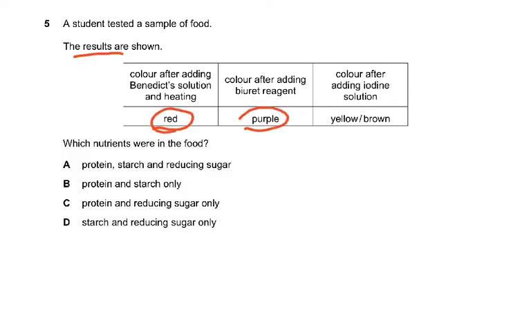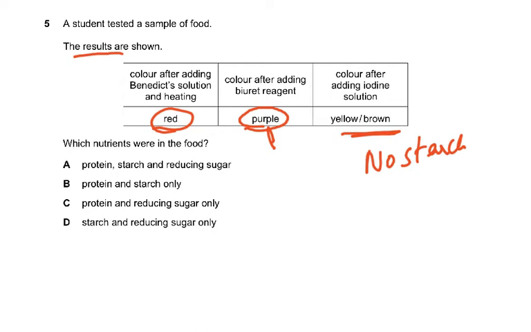Color after adding purple was protein is present. So P for purple, P for protein, and P for present. Red means this is a reducing sugar. And color after adding iodine remained brown. So that means there is no starch. Because if it remained brown, it only turns blue-black. If iodine turns blue-black, then starch is present.